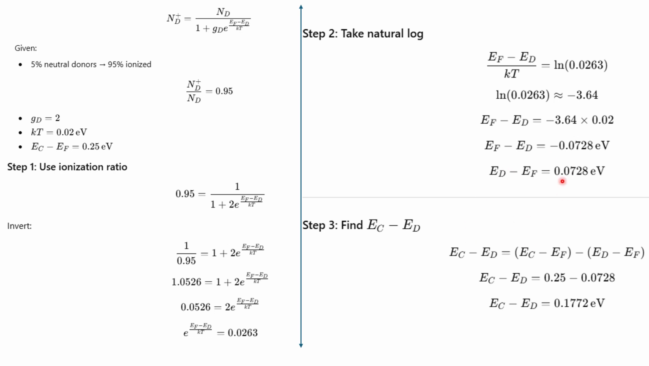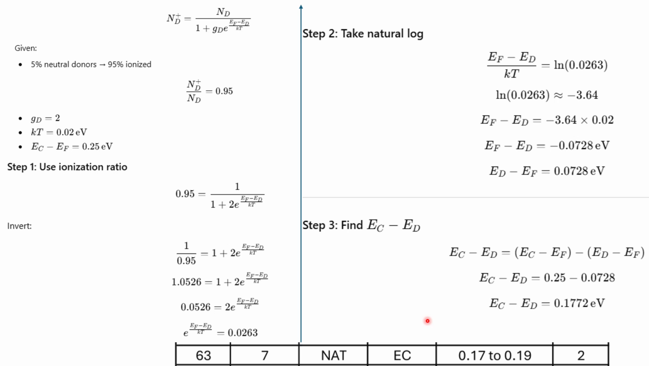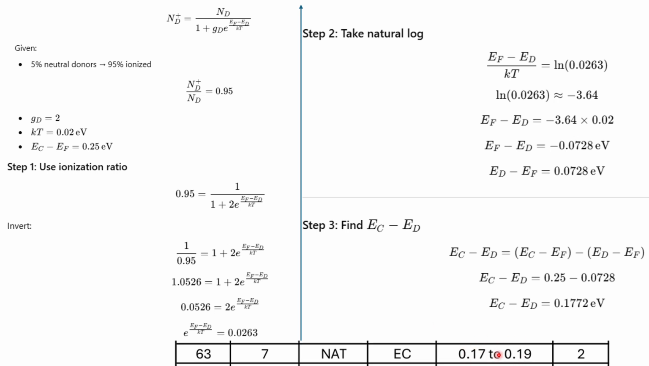Once we get the difference ED minus EF, after that we can find the difference EC minus ED. EC minus EF is already given, that is 0.25, and ED minus EF we already got, that is 0.0728. So finally the difference EC minus ED will be 0.17, which is approximately 0.18, right? So that is your answer key.